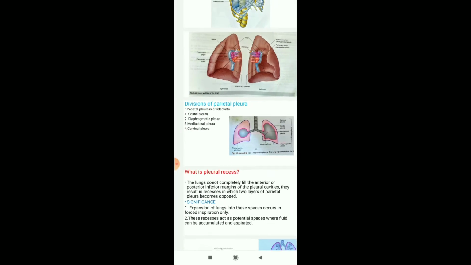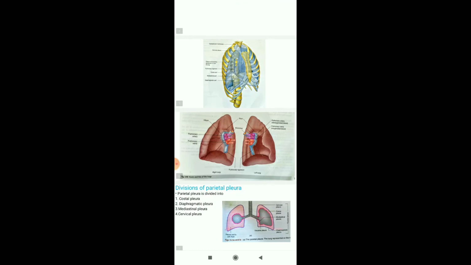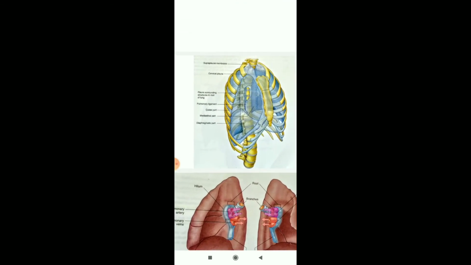So let us see the suprapleural membrane. Here you can see this is the suprapleural membrane. The suprapleural membrane has a connective tissue component and a muscular component. As already said, the connective tissue component is contributed by endothoracic fascia, while the muscular component is contributed by scalenus minimus.